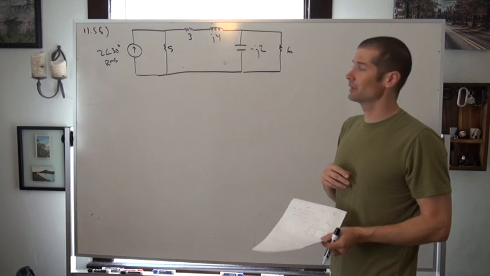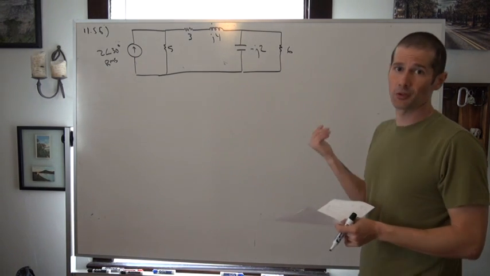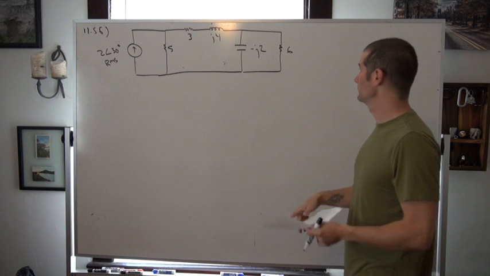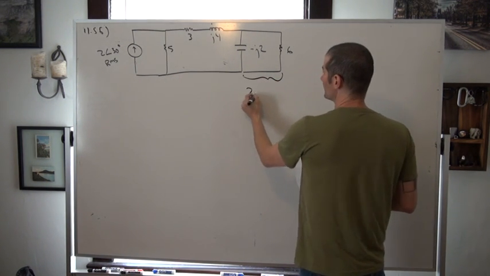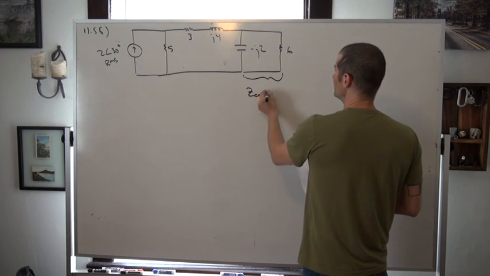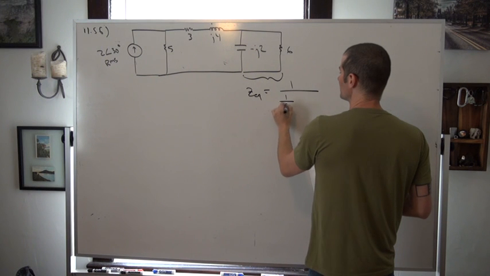But I like this one because it gives you guys a little bit more experience with source transformation as well as equivalent impedance. For here, the equivalent impedance is just simply going to be equal to 1 over the summation of the reciprocals.